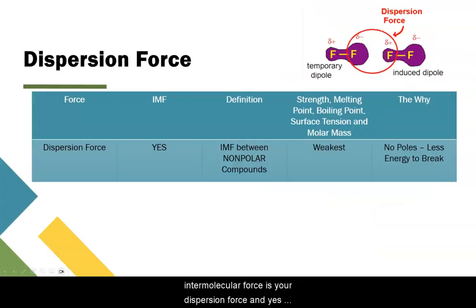So the weakest intermolecular force is your dispersion force. And yes, dispersion forces are in every single molecule. So this force, although it is the weakest, is found in every molecule. Every molecule has at least a very, very weak dispersion force. Yes, it is an IMF. This is the dispersion force between your nonpolar compounds. It is the weakest because there are no poles, which means there's less energy to break.